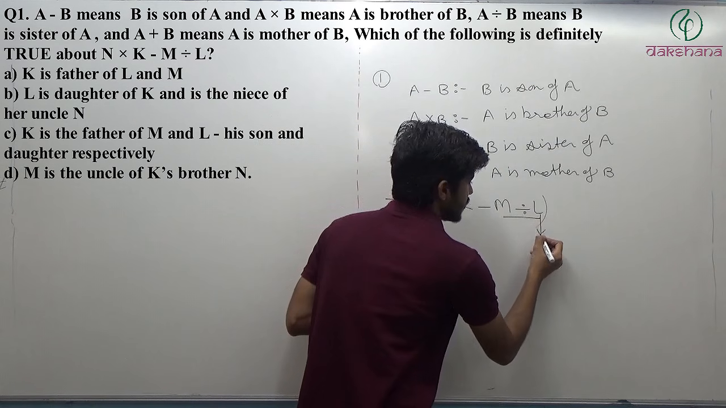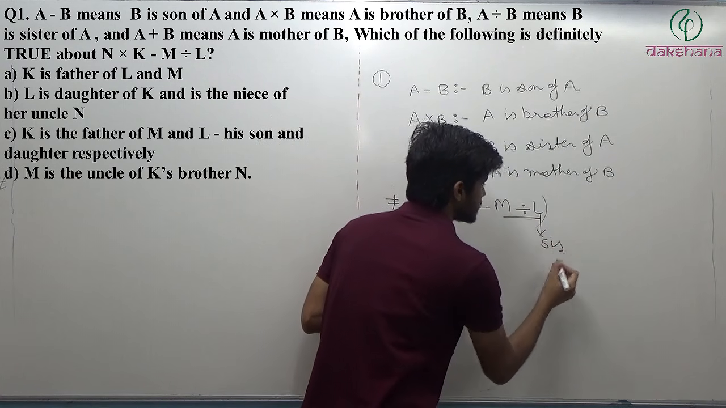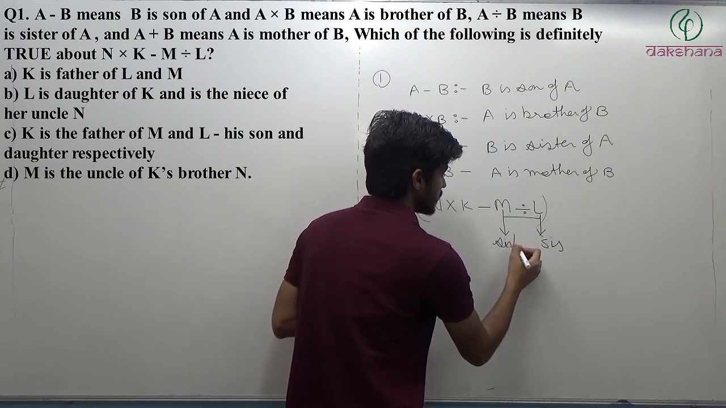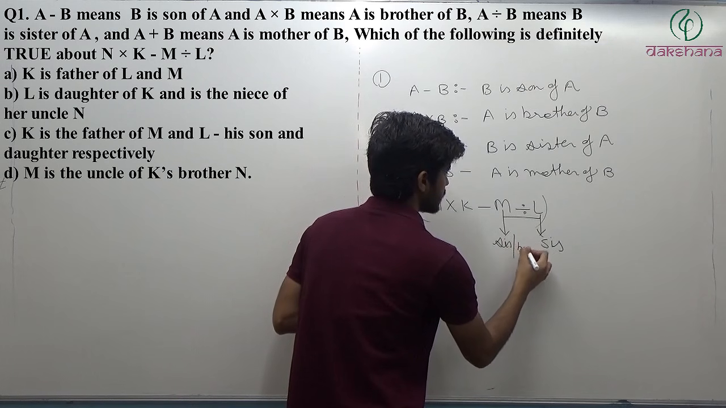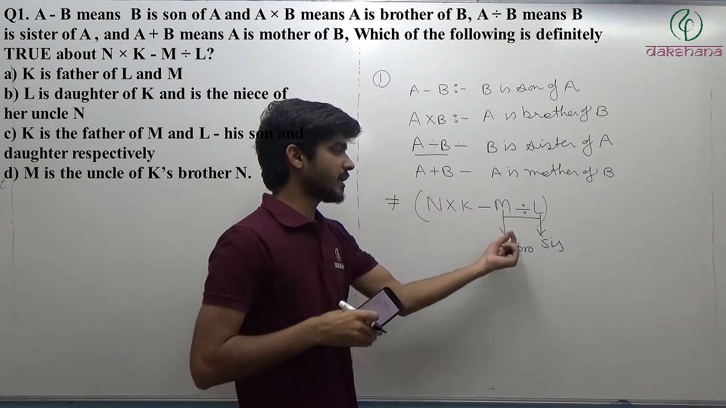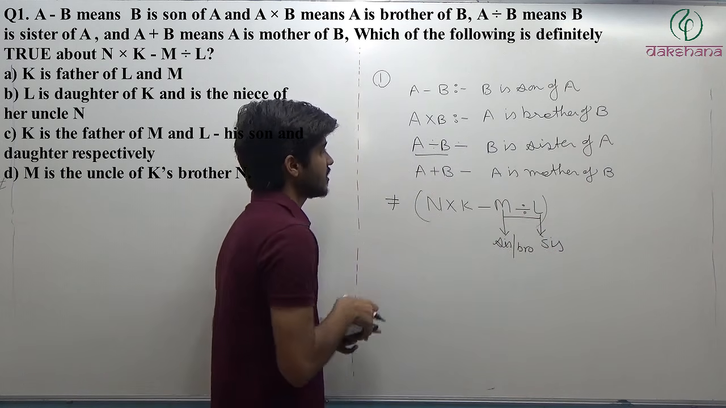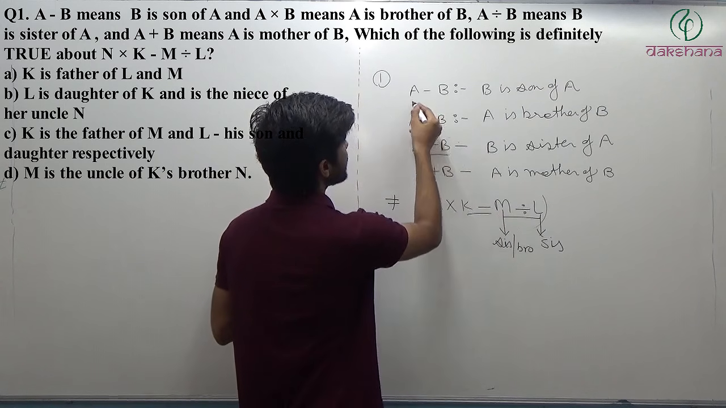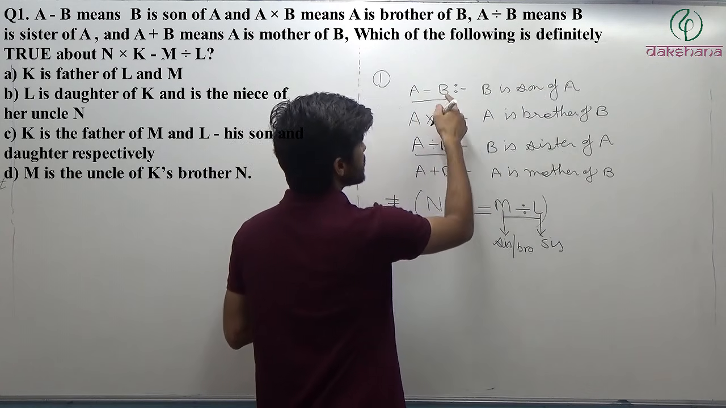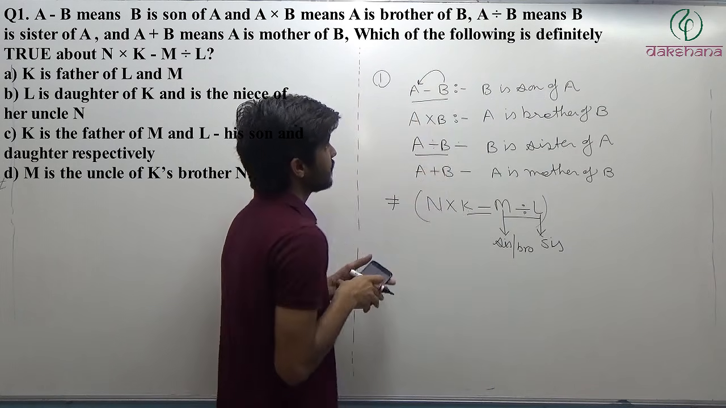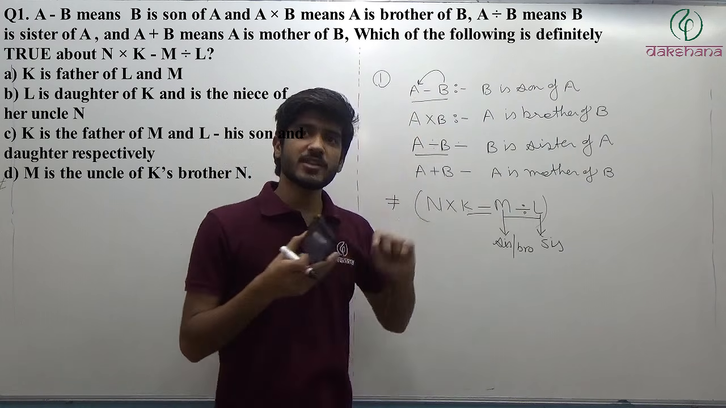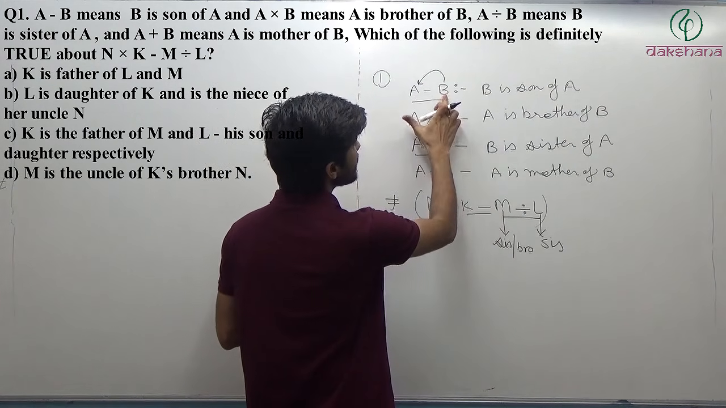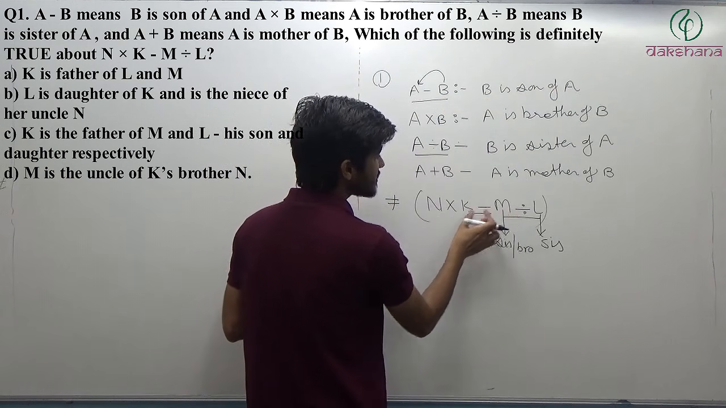Okay, so I am just going to assign M as a sibling. M can be either sister or brother, because L is sister, right? Now K minus M: you find the minus sign, it says B is son of A, so M is son of K. B is son of A, so A can be the father as well as the mother, right?